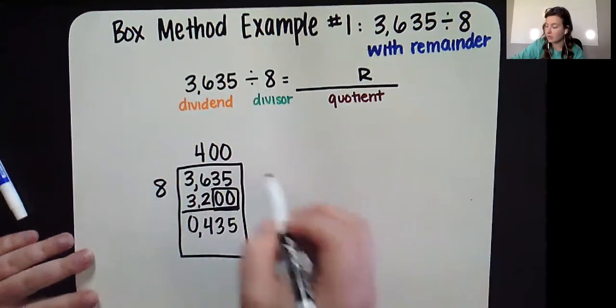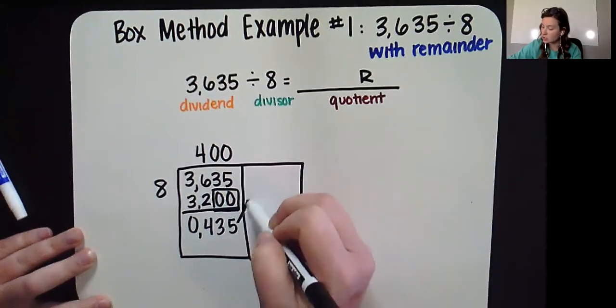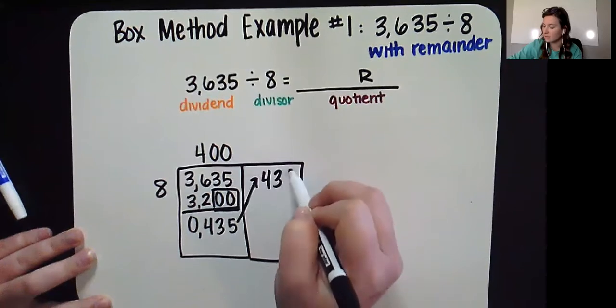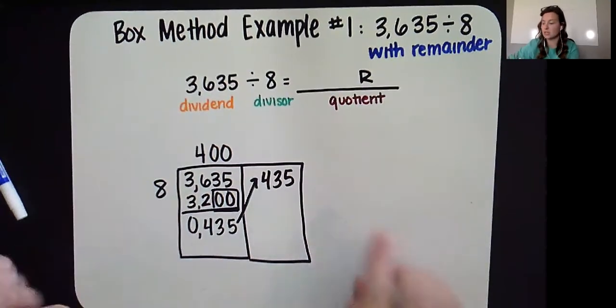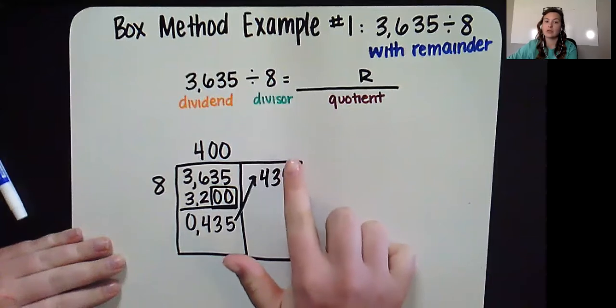So now I'm going to do this process over again. But I'm going to start with 435. So we're going to start one digit at a time. If I have 4, can I divide it nicely into 8? Nope. What about 43?